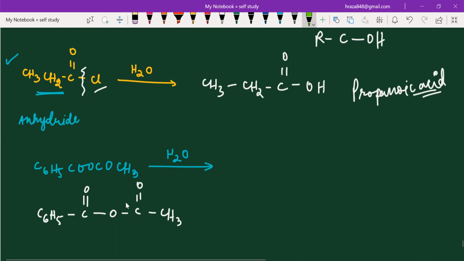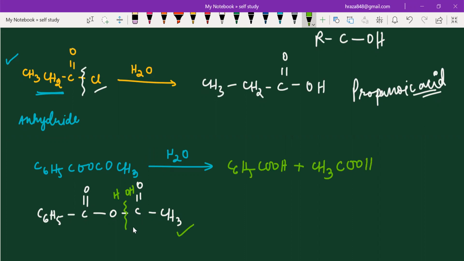It's very easy to understand. This bond will be broken and the hydrogen will be added with oxygen and with carbon OH will be added. So what will be the product? C6H5 C double bond OH. In the same way, another carboxylic acid, you will get CH3 C double bond OH, because this is your CH3COOH, and this is your C6H5COOH. In this way, you get benzoic acid and ethanoic acid. So it's very easy to do the reaction.